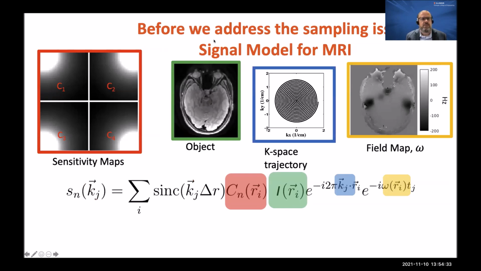And so we aren't going to be able to sample fast enough. Before we address that sampling issue, I just want to pull together the signal model for MRI. We've talked about k-space trajectory and how we sample, and we talked about how the signal is basically the Fourier transform with that k-space trajectory.